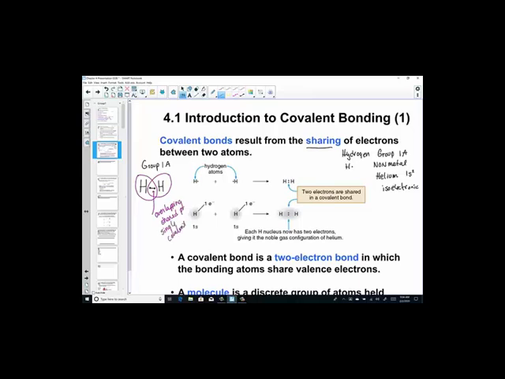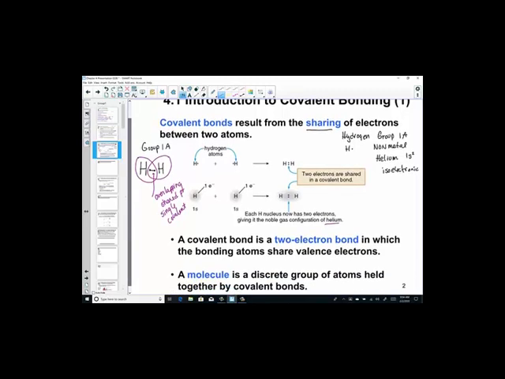And when I count those for each atom, those electrons inside the circle count for both. So a shared pair between the two hydrogens gives each hydrogen two electrons to achieve the noble gas configuration of helium. So this covalent bond is two electrons, right? A pair of electrons in which those bonding atoms actually share two electrons for a single covalent bond.